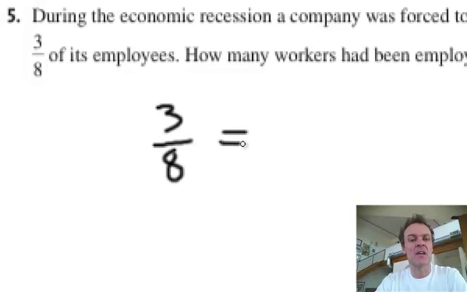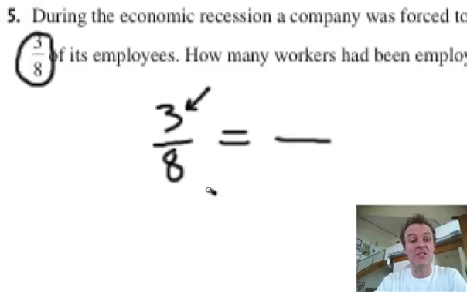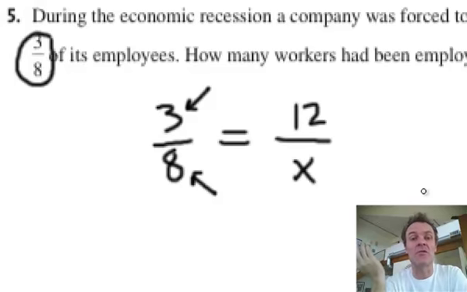Again, watch this. So here it is. 3 out of 8 of the employees have been laid off. Now, it's not 12 on the bottom. This is the amount of employees laid off. This on the bottom is the total amount of employees. It's telling me they laid off 12. I need to know what this is then. So I need to know what the total amount of workers are.